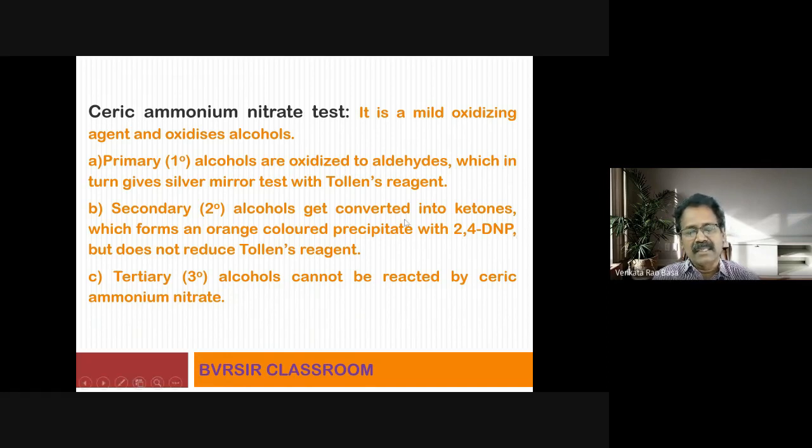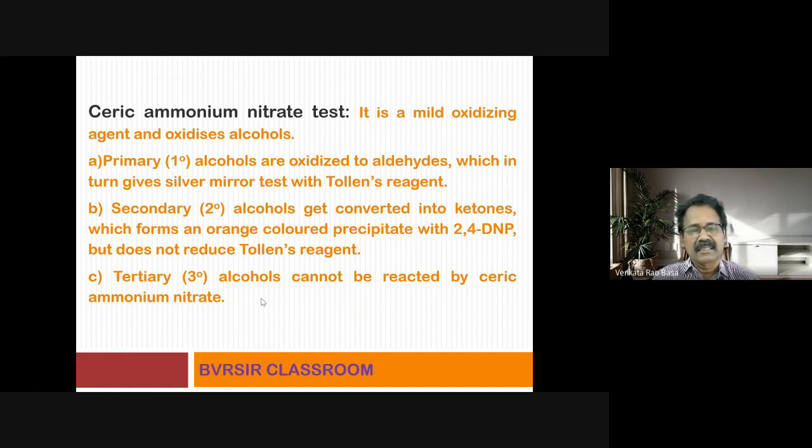Secondary alcohols get converted into ketones, which form an orange colored precipitate with 2,4-DNP, but do not reduce Tollens reagent. Then what is the meaning? It is a ketone. So secondary alcohols can be identified like this. Then what about tertiary alcohols? Tertiary alcohols cannot be reacted by ferric ammonium nitrate. So in this way, by making use of ferric ammonium nitrate, we can very comfortably distinguish between primary, secondary and tertiary alcohols.